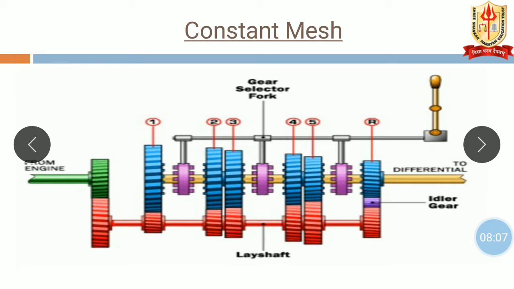Okay, when we want to select reverse, then with the help of this we are going to select this reverse gear. When we select this reverse gear, the power is going to be transmitted in this. How can we get this reverse direction flow? With the help of these extra idler gears. With the help of this, we are going to reverse the direction of rotation, so as to move in the backward direction. Okay, this is how the constant mesh gearbox works.